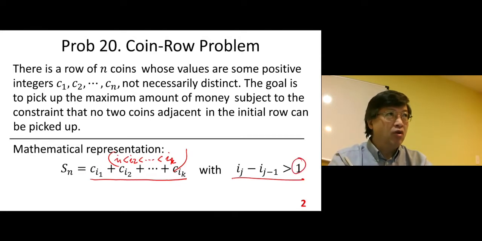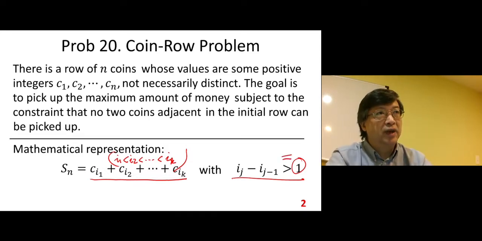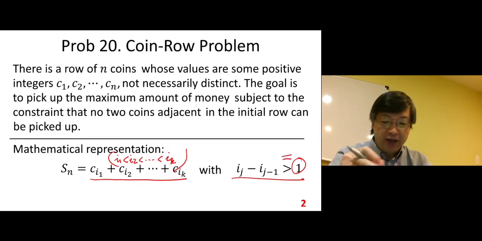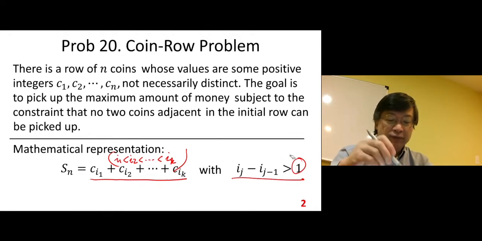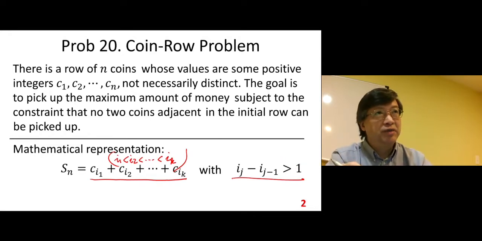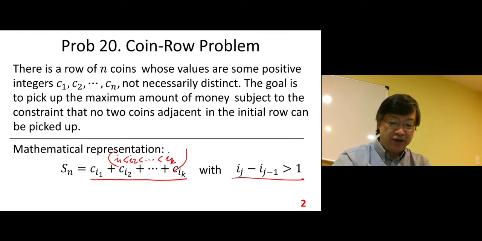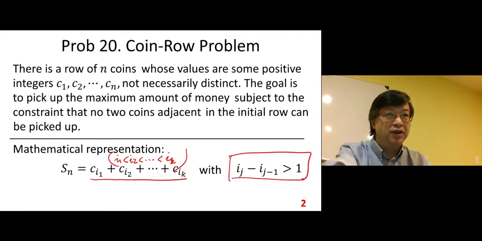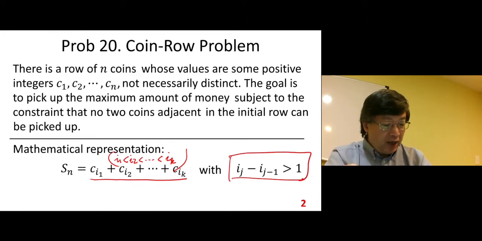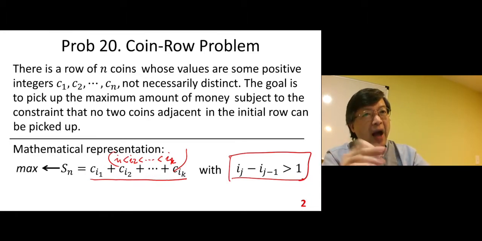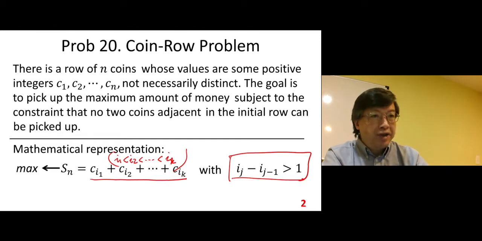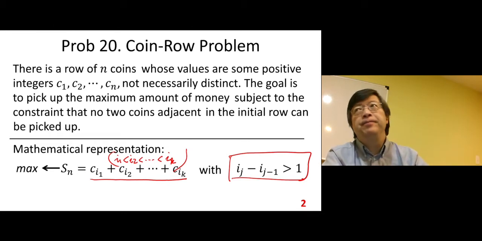If the difference equals 1, then the coins are adjacent, so we do not allow that. So we make it greater than 1, so no two adjacent coins are selected. That's the condition. Then under that constraint, what is the maximum value of the sum S_m?